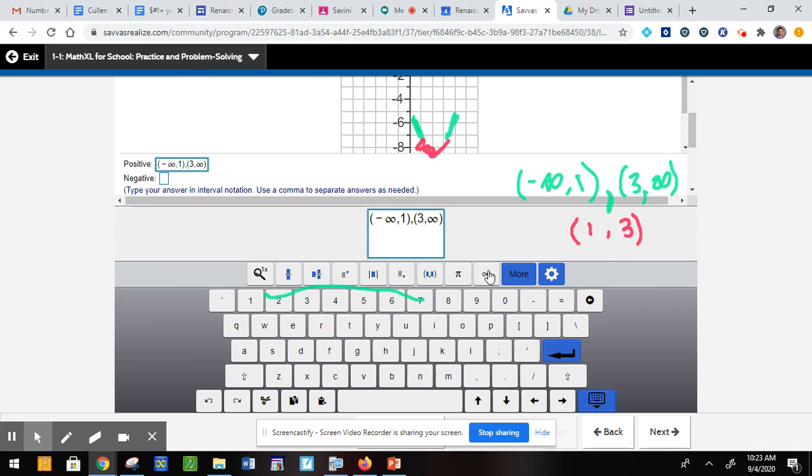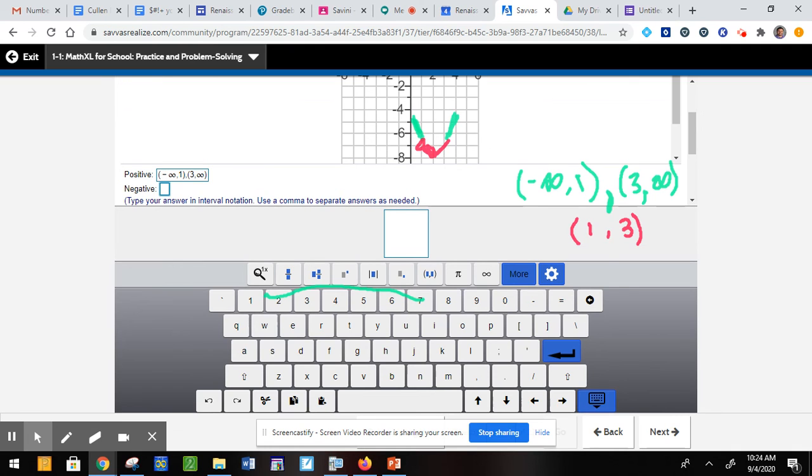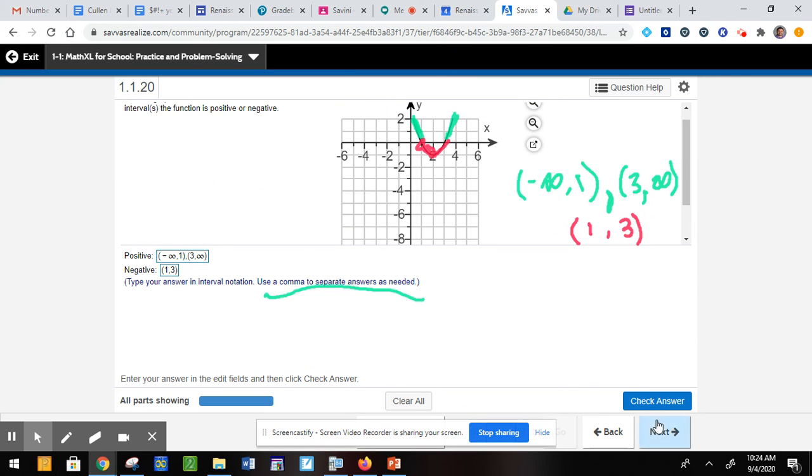All right, so that's my answer for positive. I click out of it, and then for negative, it's just 1 interval, so I don't need to worry about adding a comma in between answers or anything like that. So I go 1, comma 3 inside, and then that should be it.